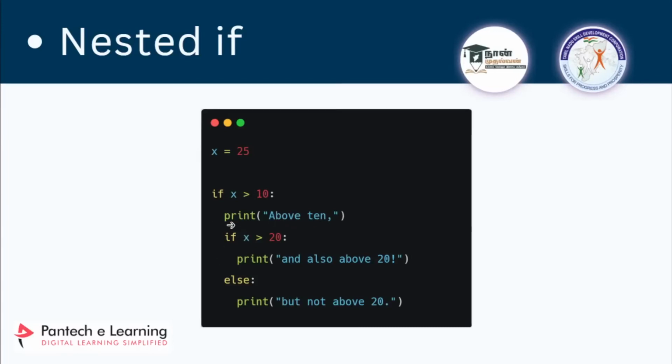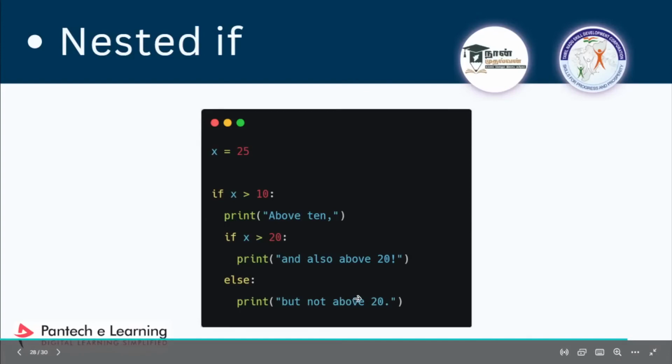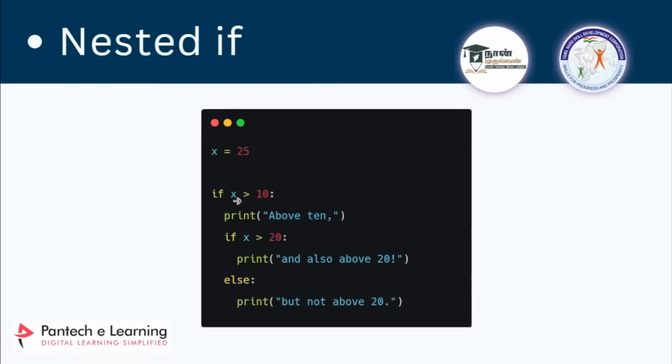And then next, in that same body, I am checking another conditional statement. I am giving another if. There I am checking x is greater than 20. If it is greater than 20, it is going to give this output. And I am creating an else here for this if statement. For this first if, print but not about 20. So what will happen is x is equal to 25. It is going to check whether 25 is greater than 10. True. So it is printing about 10.